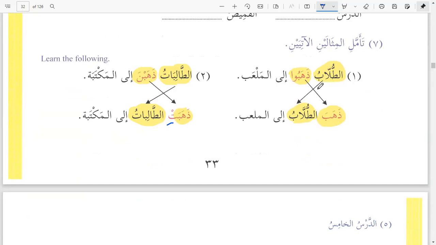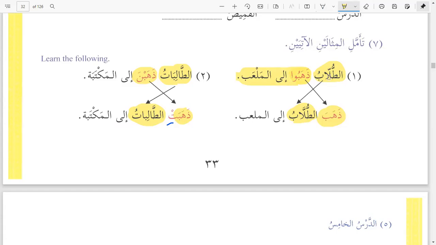Nominal sentences have two parts. First is mubtada and the second part is khabar. Mubtada, we call it subject. The rest of the sentence is predicate. Zahabu ilal malabi, this is predicate, this is khabar. And at-tulabu, this is subject here.